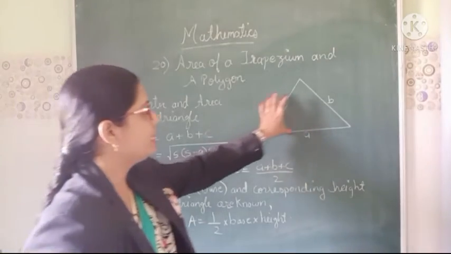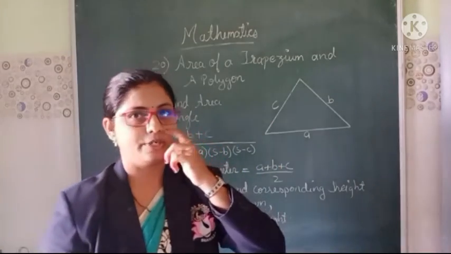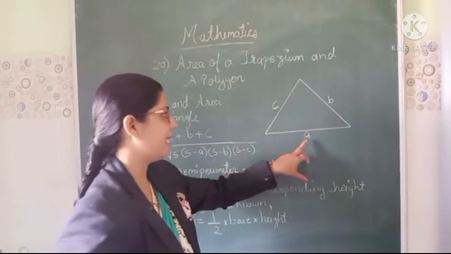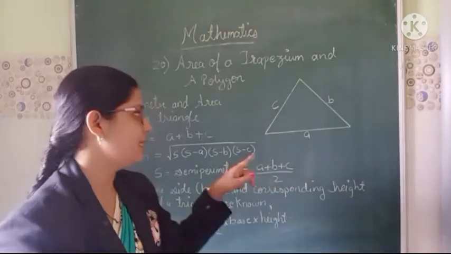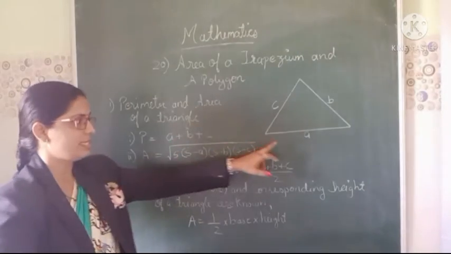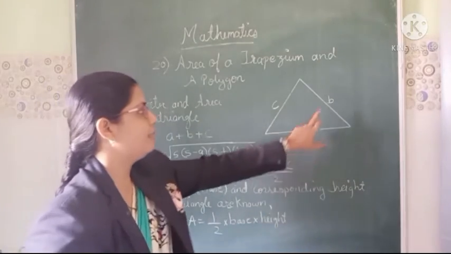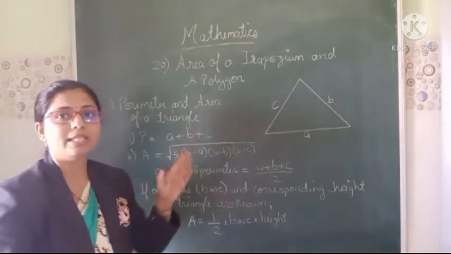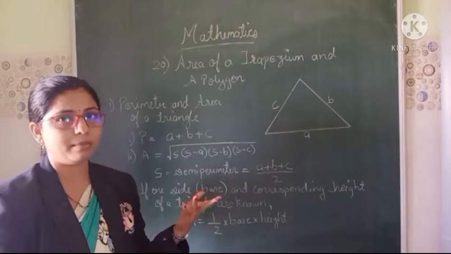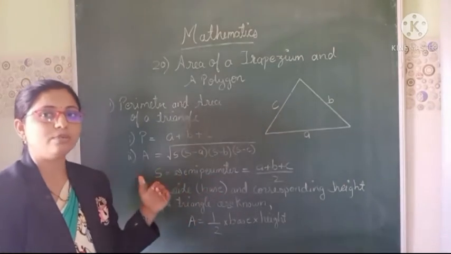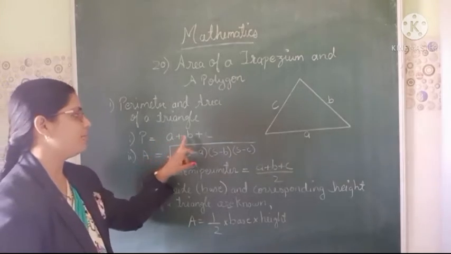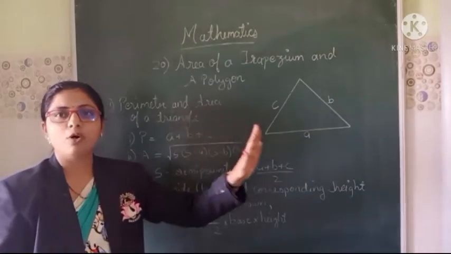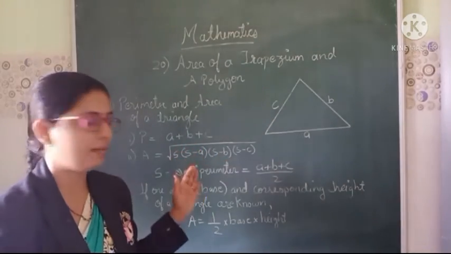So perimeter and area of this triangle we are going to see, where we can see the sides A, B and C are given there. So in this case, suppose three sides are given, that is A, B and C. How will we find out the perimeter? First of all, to find the perimeter, we know the formula P equals A plus B plus C. Sum of all the sides is known as the perimeter.